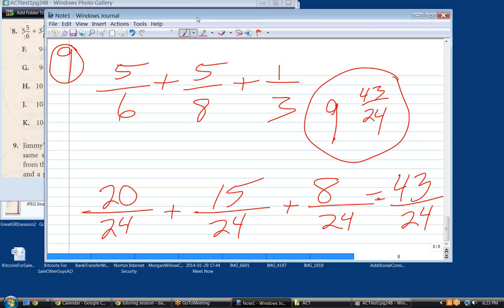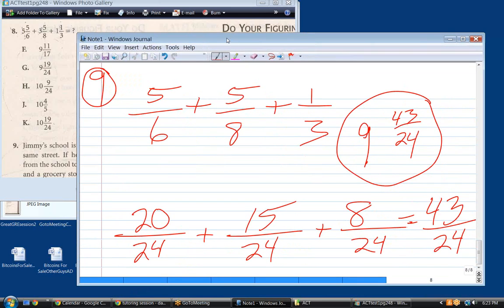Well, the problem is that when I look on there, that answer isn't going to be on there. Why? Because 24 can go into 43. Okay, so what's my correct answer?